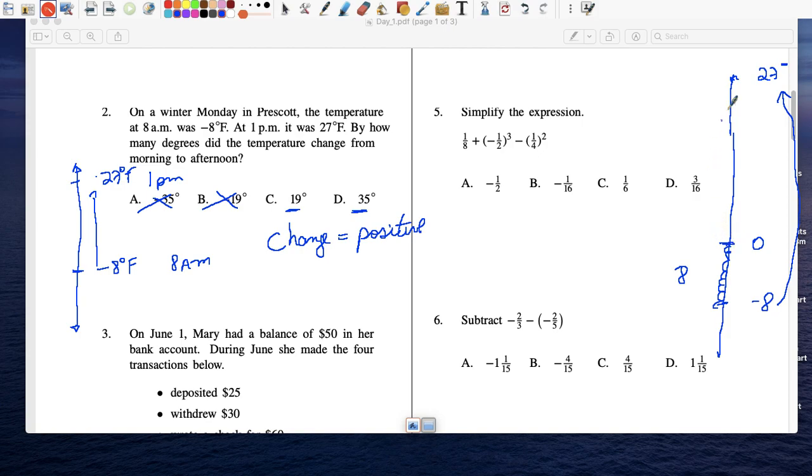Now, think about from 0 to 27. 1, 2, 3, 4, 5, 6, 7, 8, 9, 10, and so on, up to 26, 27, right? So from 0 to 27, you would have to travel 27 degrees. Now, the total change in temperature would be the sum of this plus this, the sum of 8 plus 27. So 8 plus 27 equals 35. Therefore, your answer to number 2 is D. Okay.